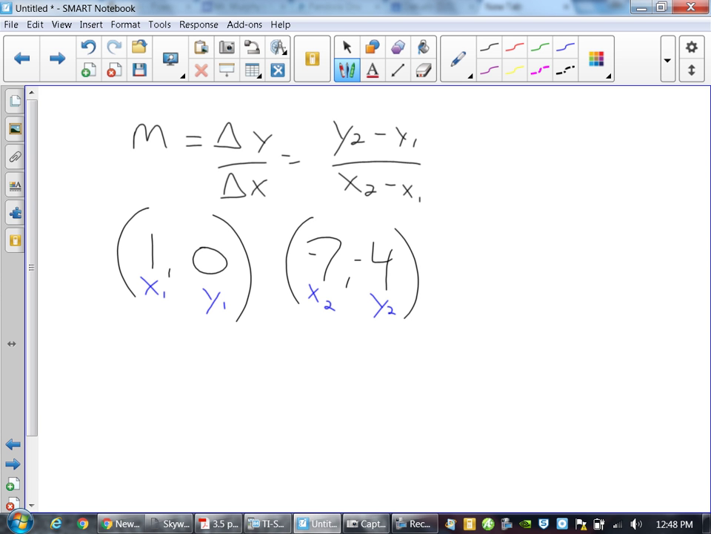Because now you have the equation and you have everything labeled. You just substitute in what goes where. And it's a matter of pressing buttons then. We know that this problem then becomes -4 minus 0 over -7 minus 1.